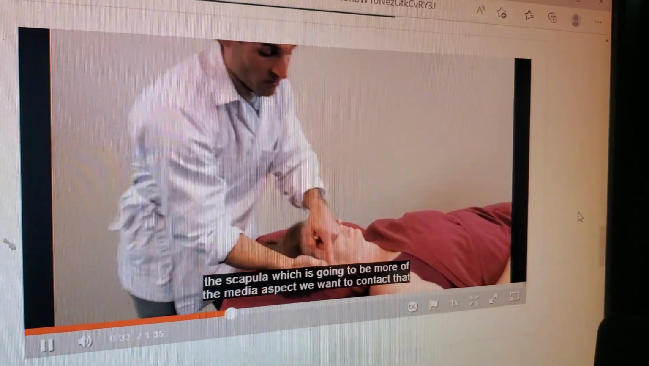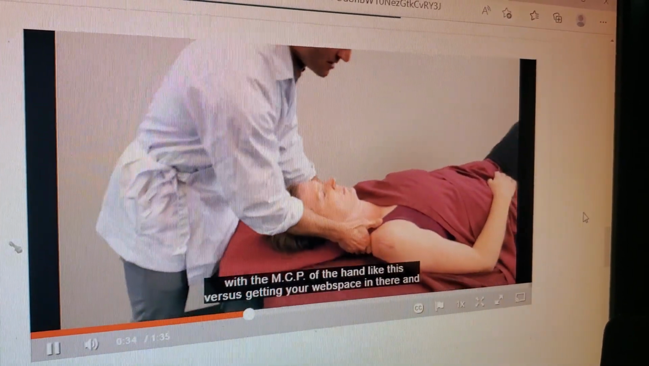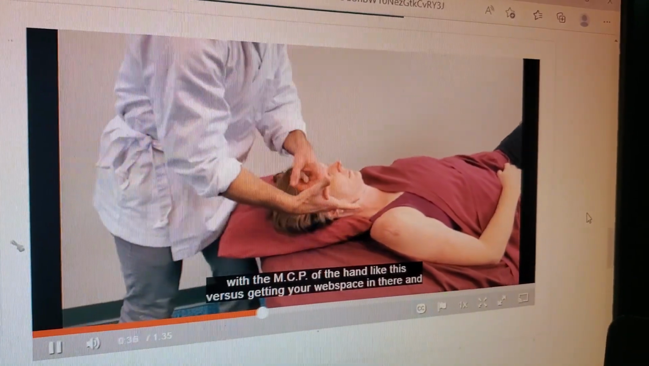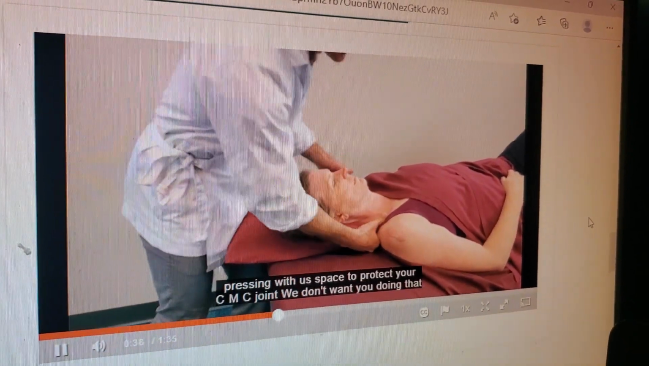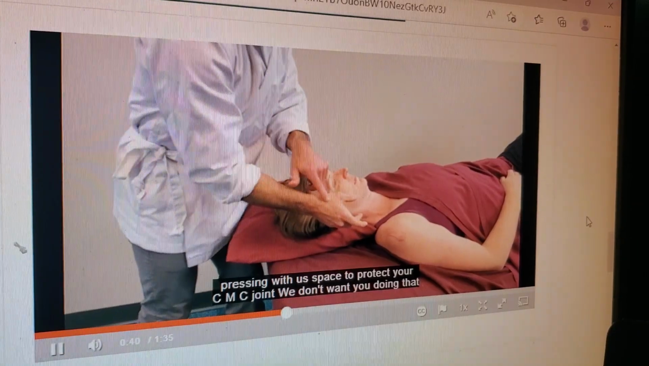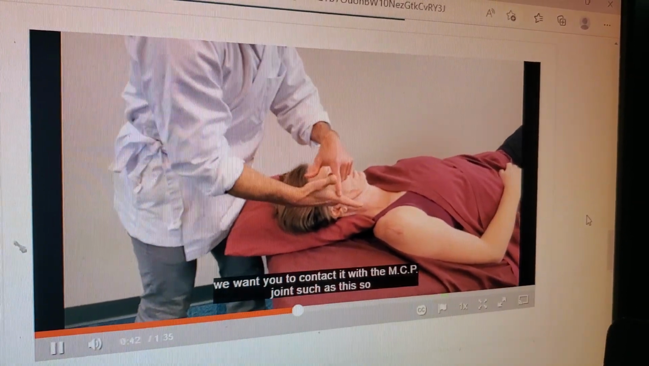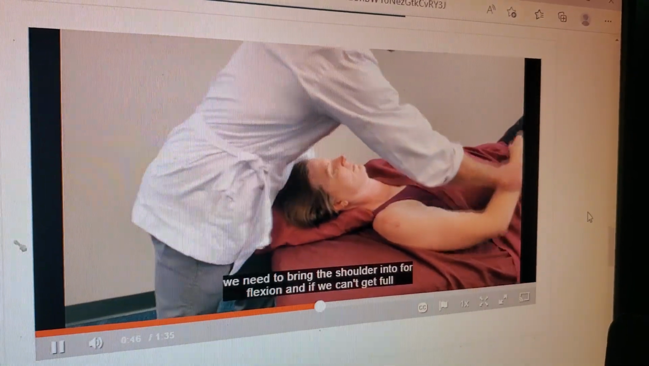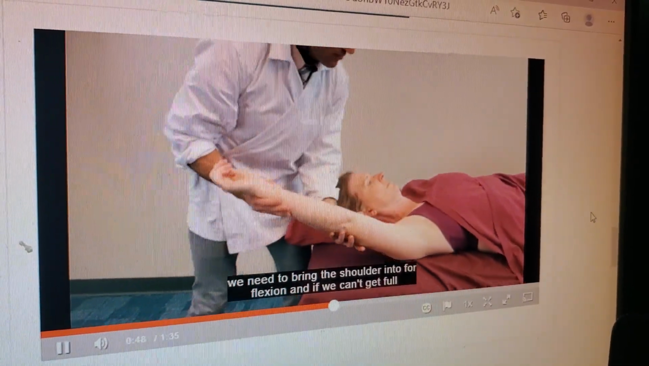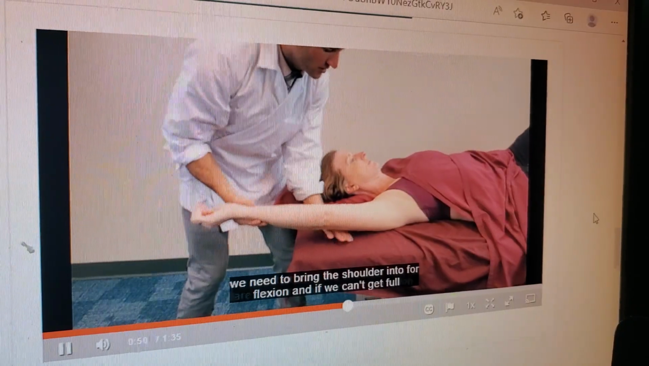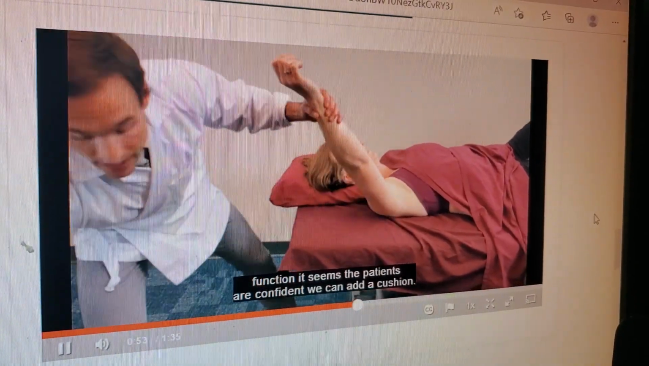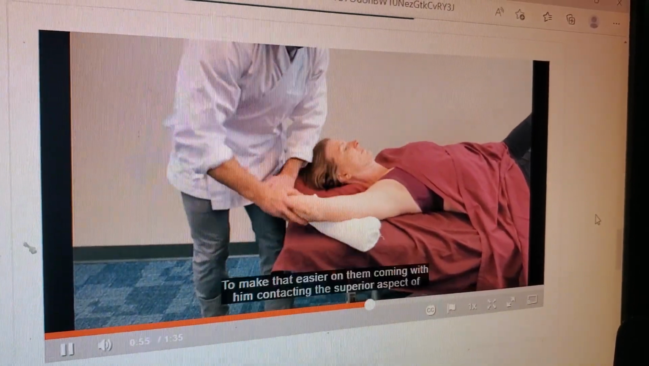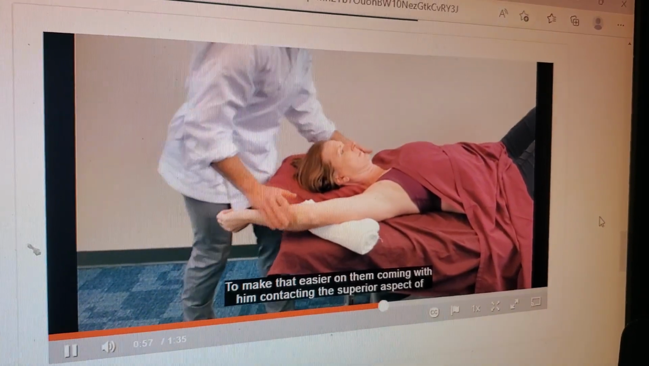We want to contact that with the MCP of the hand, like this, versus getting your web space in there and pressing with your web space, to protect your CMC joint. We don't want you doing that. We want you to contact it with the MCP joint, such as this. So we need to bring the shoulder into full flexion. And if we can't get full flexion and it seems the patient is uncomfortable, we can add a cushion to make that easier on them.